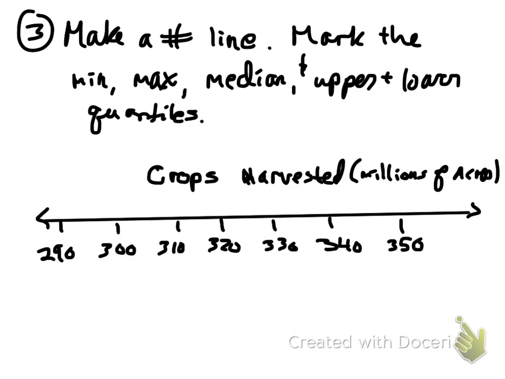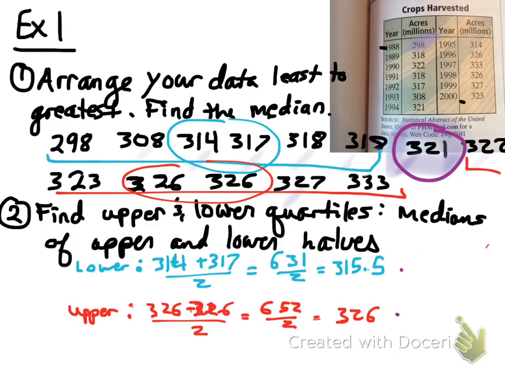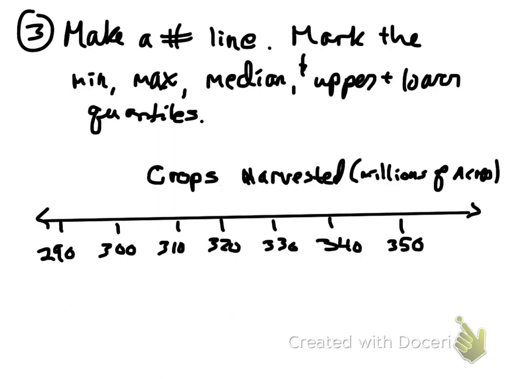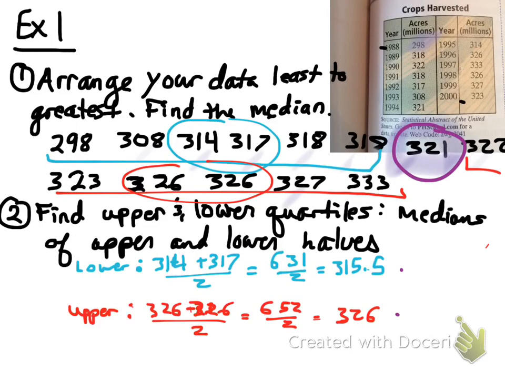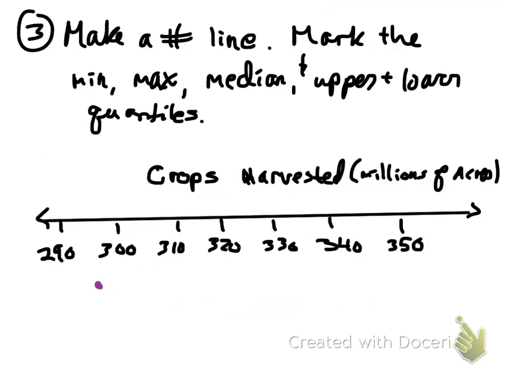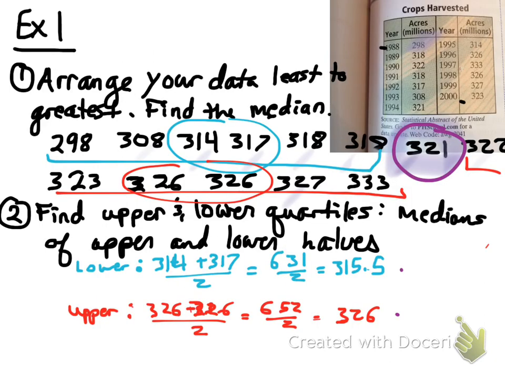Alright, so my minimum, my smallest number, was 298, so I'm going to mark that. So that's right over here. You're not marking it on the number line, but you're marking it underneath the number line. The greatest number on my list was 333, so just above 330. I'll make a dot. Now those are the endpoints of the whiskers.